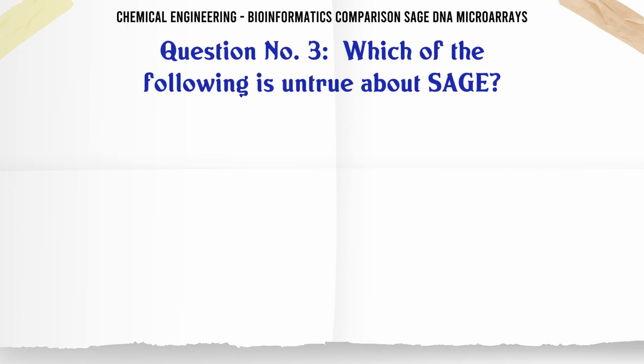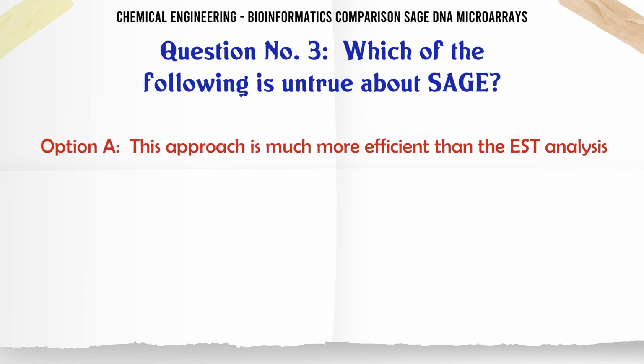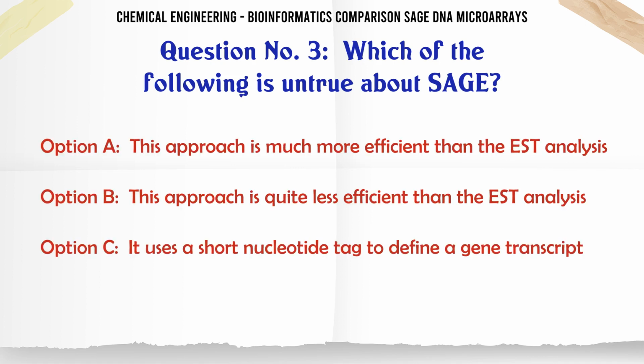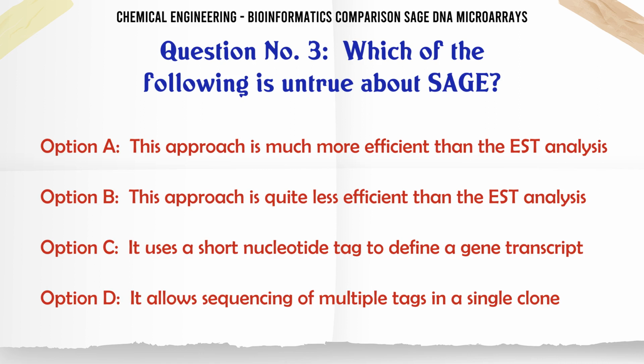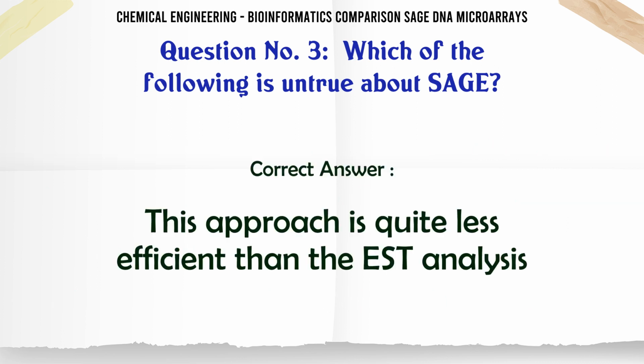Which of the following is untrue about SAGE? A. This approach is much more efficient than the EST analysis. B. This approach is quite less efficient than the EST analysis. C. It uses a short nucleotide tag to define a gene transcript. D. It allows sequencing of multiple tags in a single clone. The correct answer is, this approach is quite less efficient than the EST analysis.